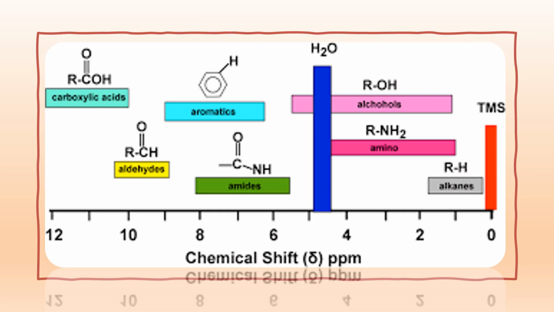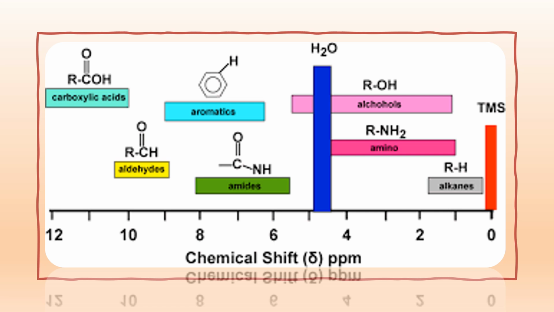The image illustrates the chemical shift, delta, in NMR spectroscopy, showing the typical ranges for different proton environments. Carboxylic acids, 10 to 12 parts per million, highly de-shielded by electronegative oxygen and resonance. Aldehydes, 9 to 10 parts per million, de-shielded due to the carbonyl group. Aromatics, 6 to 8 parts per million, de-shielded by the ring current of the aromatic pi system.